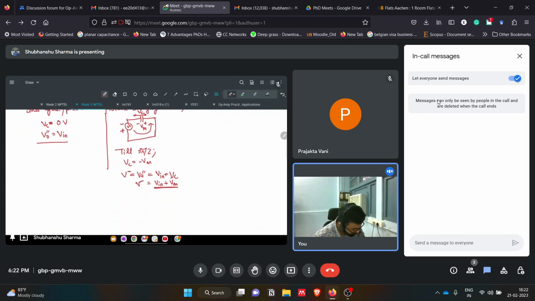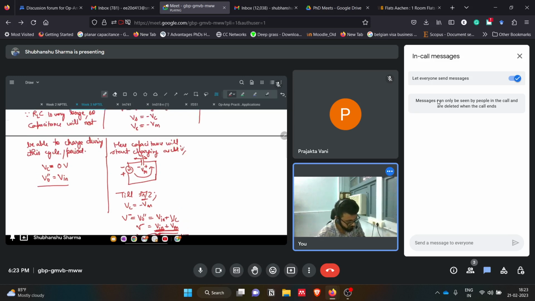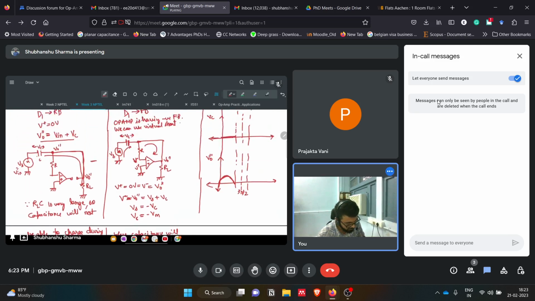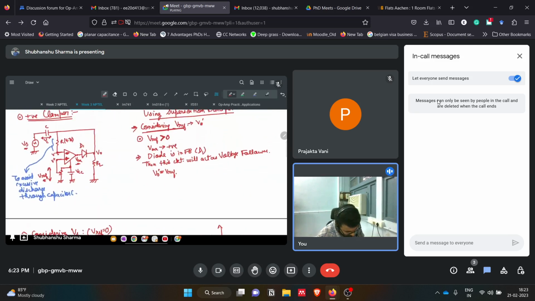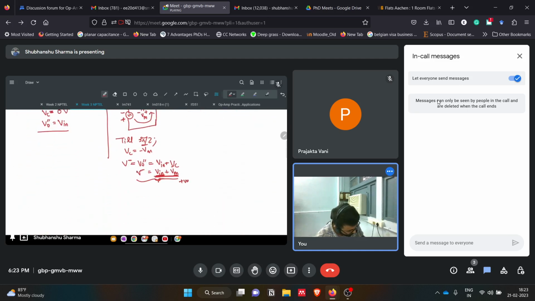Then after 3 pi by 2, this Vn starts decreasing. But anyway, this whole potential will be positive because we have Vm and this is decreasing, this is less than Vm. So the whole value will be positive. It will not be negative. So V negative will be positive and V plus is 0. That will make V minus greater than V plus.